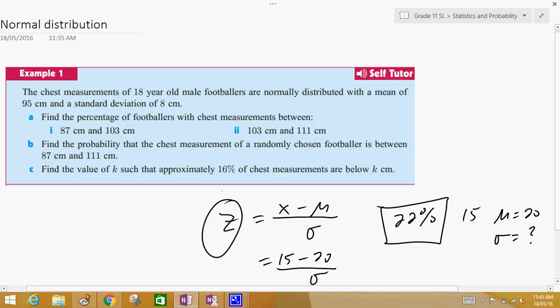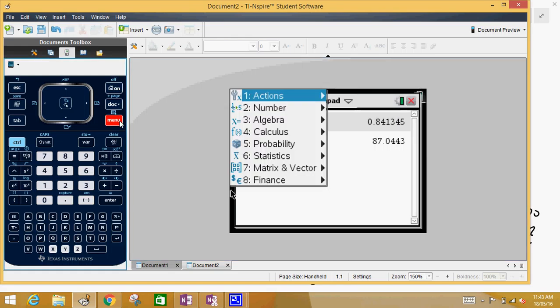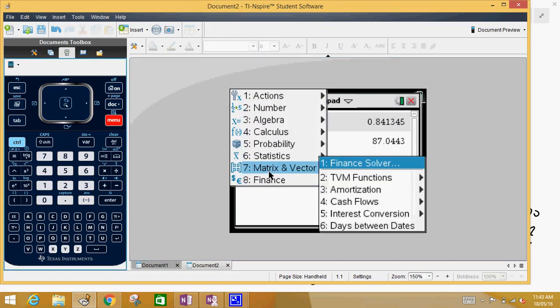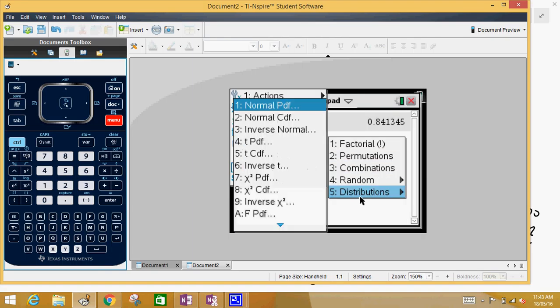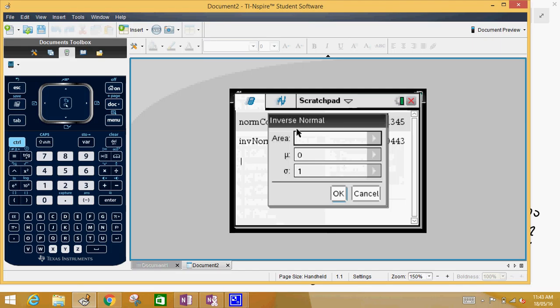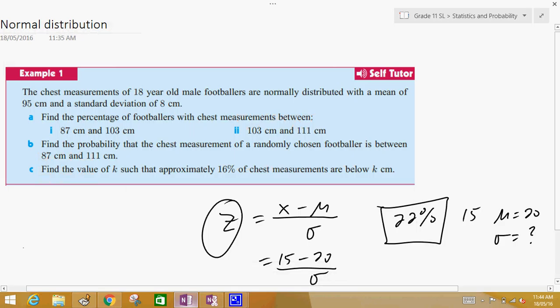goes into the z-score. So what you're going to be doing in the calculator is menu, probability, distribution, inverse normal, and the area was 22%, so 0.22. But this time, you keep your mean as 0 and your standard deviation is 1. So we get negative 0.772. So negative 0.772.